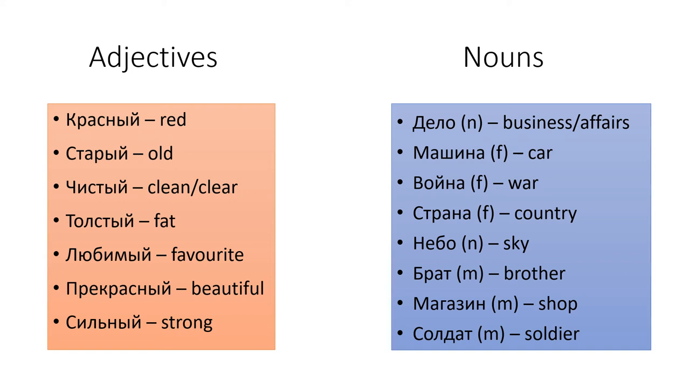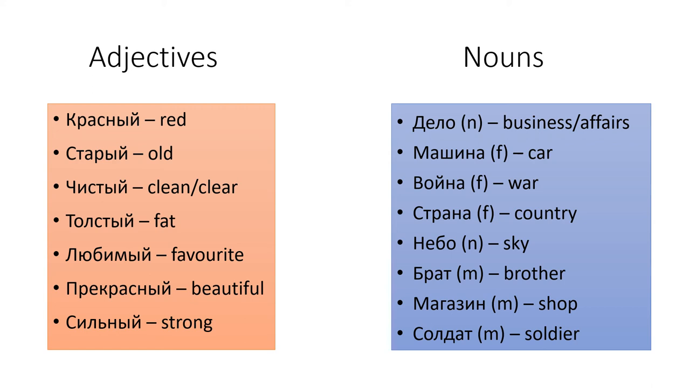So that и краткая there changes the sound of the O. It will often be transliterated, which means put into the Latin alphabet, as V-O-I-N-A. So it's pronounced война, and the accent is on the A. Tolstoy's book, War and Peace, is война и мир, just if you're interested. And then we've got the word for a country, which is страна, accent on the first A. Then небо, meaning sky.